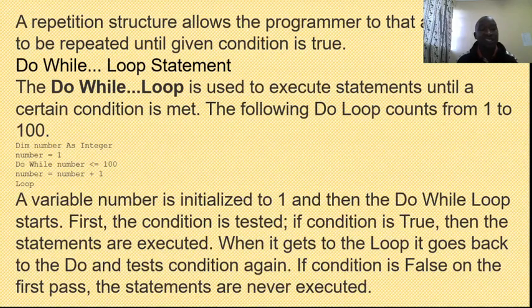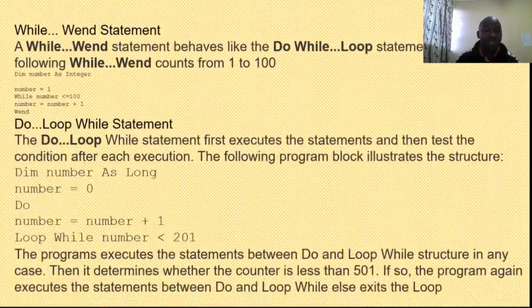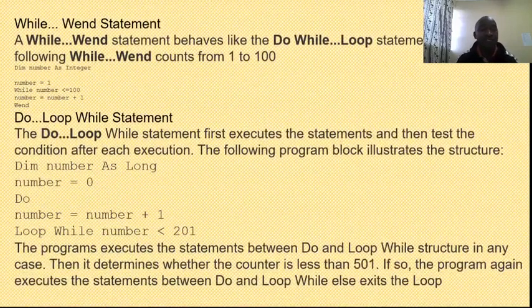Then the number is incremented by 1. A variable number is initialized to 1, and then the do while loop starts. First, the condition is tested. If the condition is true, then the statements are executed. When it gets to the loop, it goes back to the do and tests the condition again. If the condition is false on the first pass, the statements are never executed. Therefore, that is one of the repetition structures. We have do while, or that is while loop. Then we have the while end while. This is in Visual Basic.